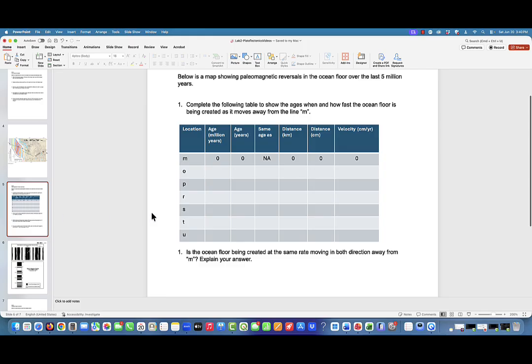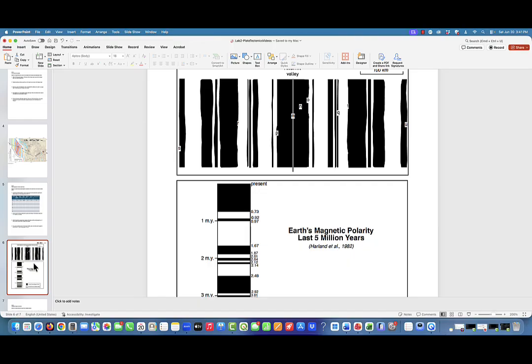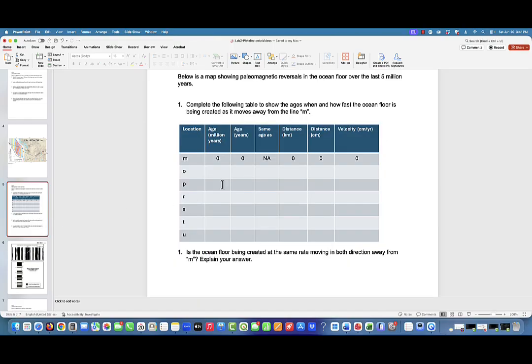So let's just fill in time t on our table over here. The age in millions of years, once again, I said that was 2.48 million years ago at t. And if we wanted to do that in years, that would be 2,480,000 years ago.